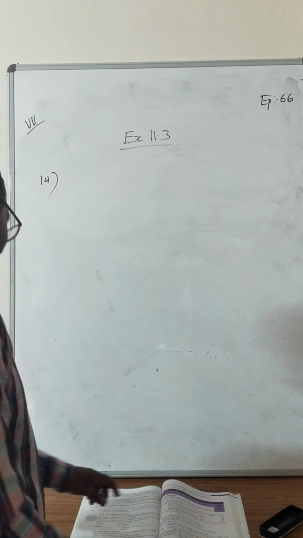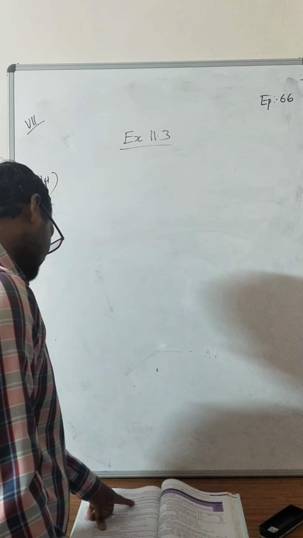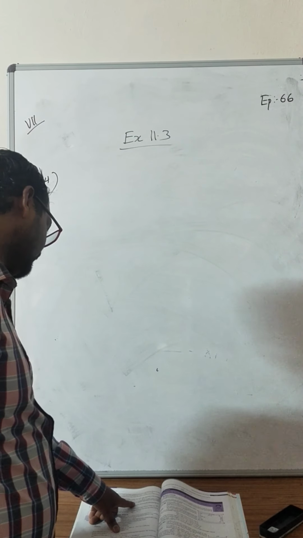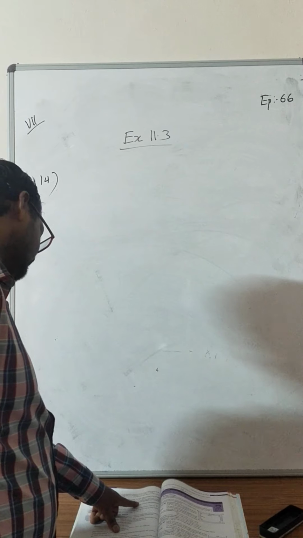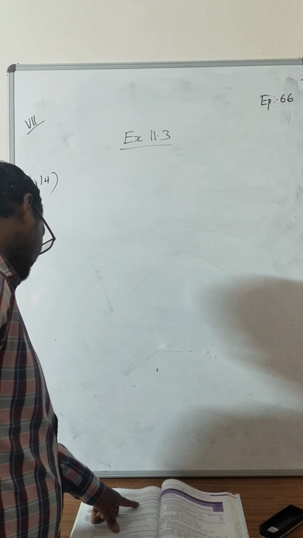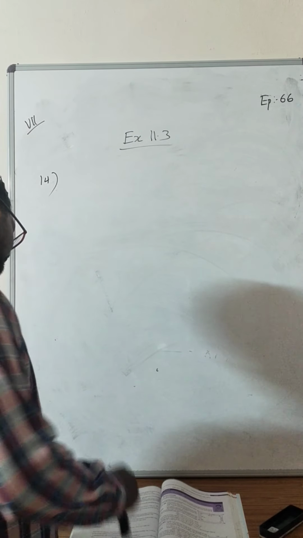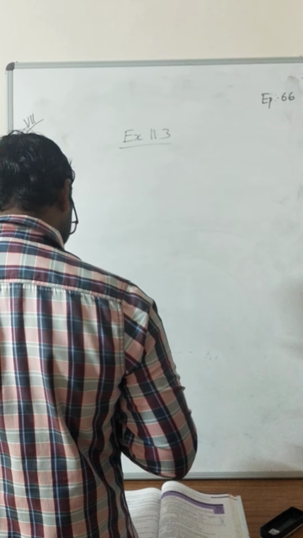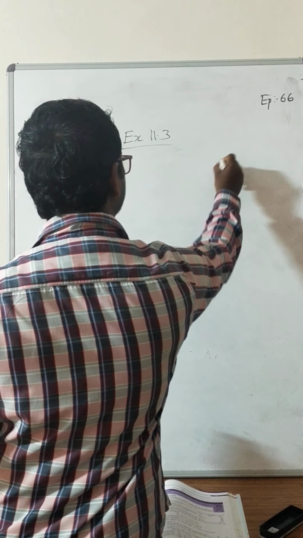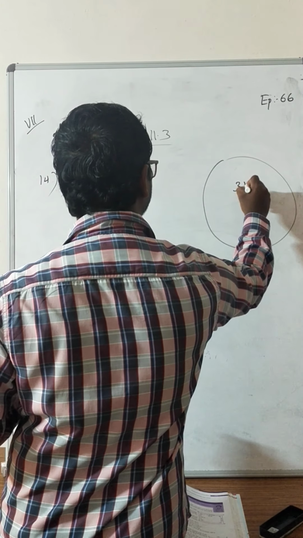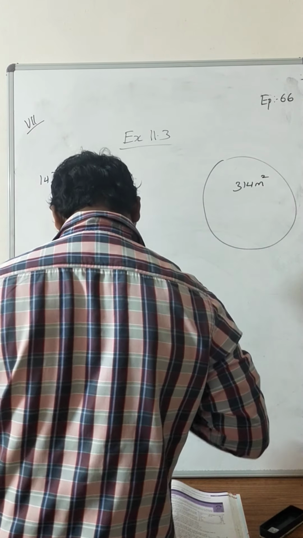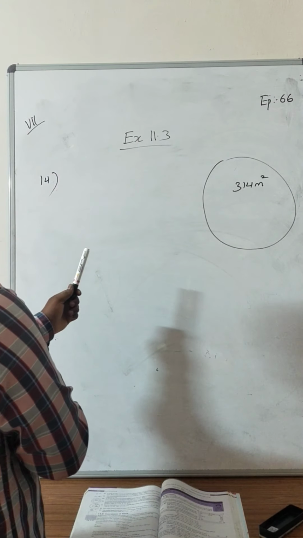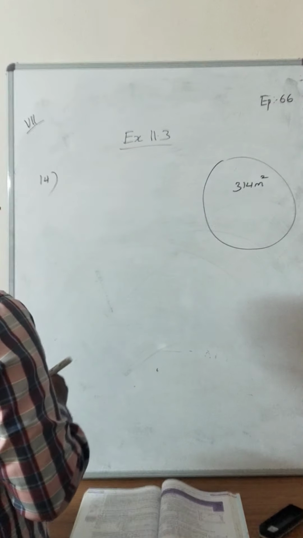In the 14th question, a circular flower garden has an area of 314 meters square. A sprinkler at the center of the garden can cover an area that has a radius of 12 meters. Will the sprinkler water the entire garden? This is the question. So this circular flower garden has an area of 314 meters square.